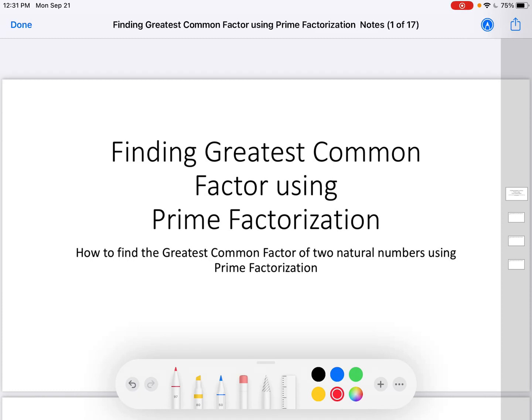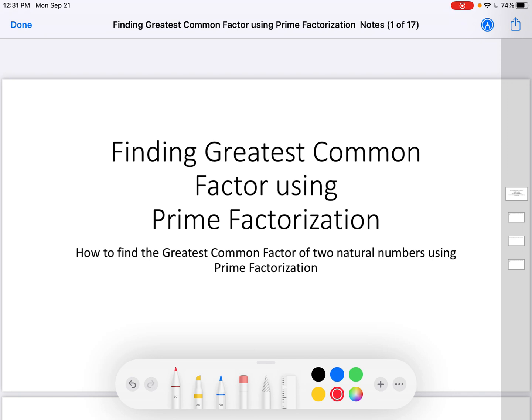Hello. Today's lesson is on finding greatest common factor. In the past, you found greatest common factor by making factor lists and then comparing them, and then you find the greatest of those, and that's the greatest common factor. And that's a good way of finding the greatest common factor.